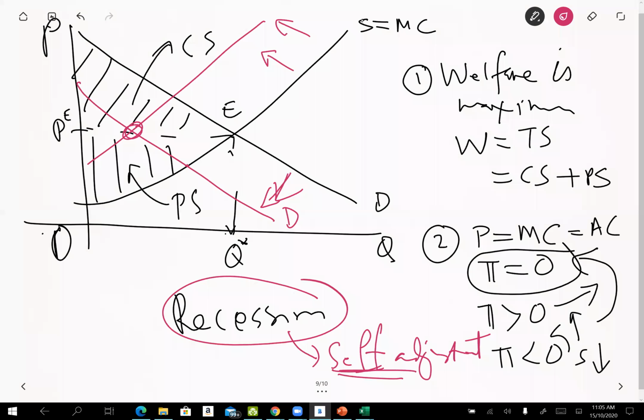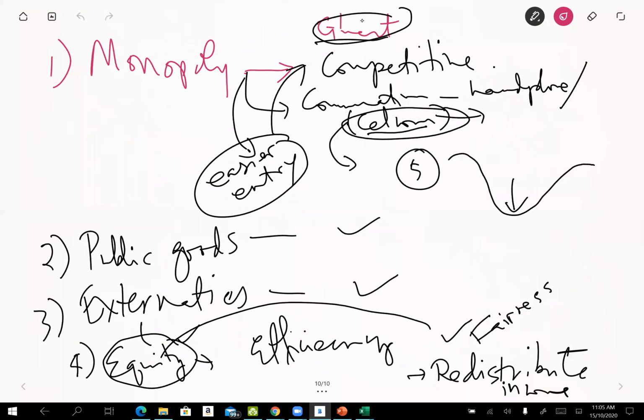Quantity will be lower. So they don't worry about the effect of that recession on the income. The market will adjust itself. But in reality, it doesn't work that way. So government plays a role in economic stabilization.